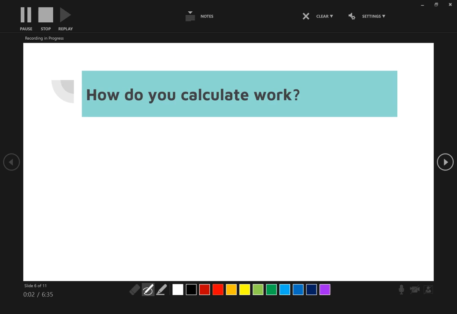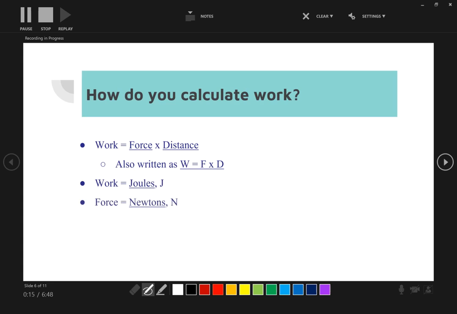How do you calculate work? Work is equal to force times distance. It is also written as W equals F times D. The unit for work is joules, which is symbolized with a capital J. The unit for force, if we remember, is newtons, which is a capital N. And the unit for distance is meters with a lowercase m.